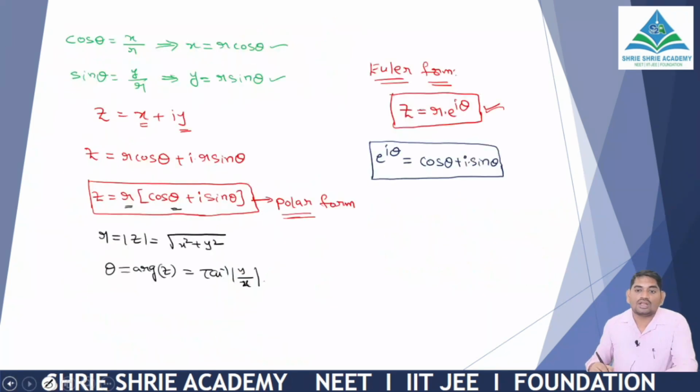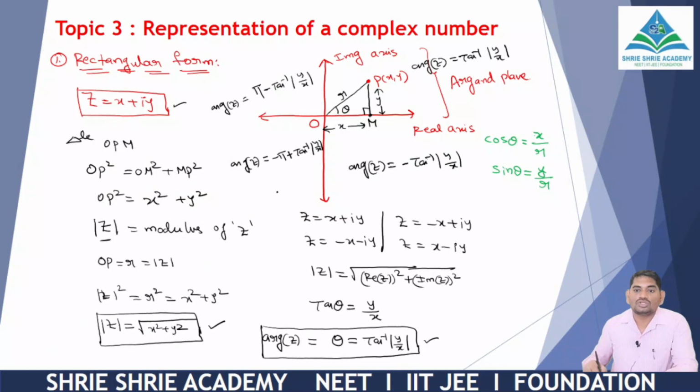So you can see the Argand plane. Which quadrant is it? The real part is negative and the imaginary part is positive, so it lies in the second quadrant. So this is the second quadrant, this is the first quadrant, this is the third quadrant and this is the fourth quadrant.